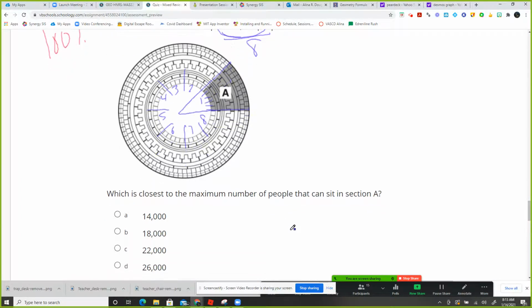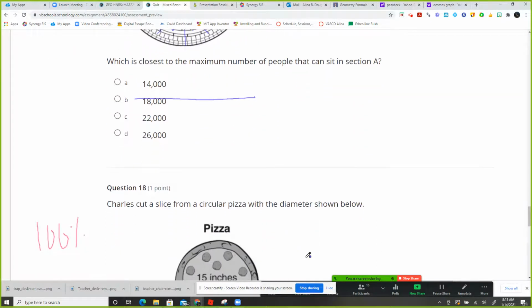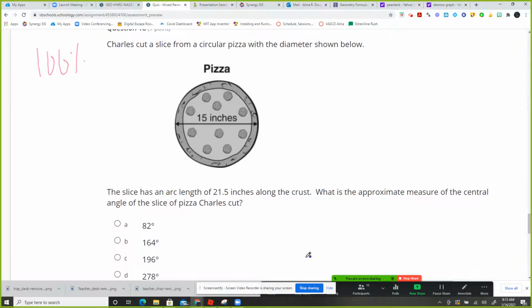And you should get an answer. 150,000 divided by 8. And then it says the closest to the maximum number. So which one is closest? Because it's not exact. Did anybody get an answer? 150,000 divided by 8. All right, hopefully you did.